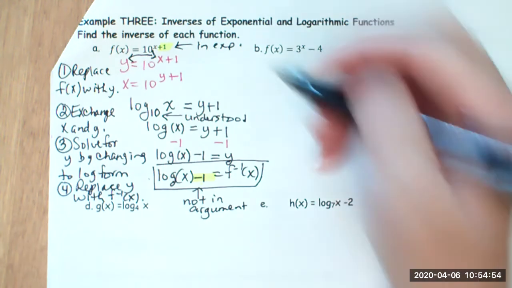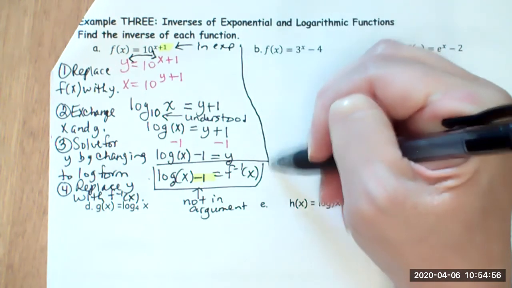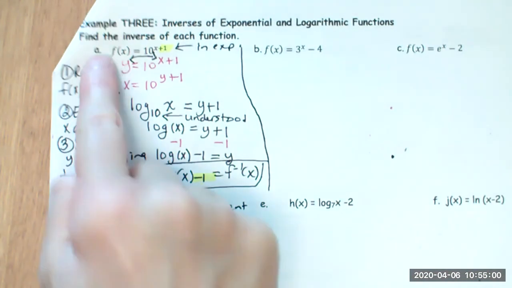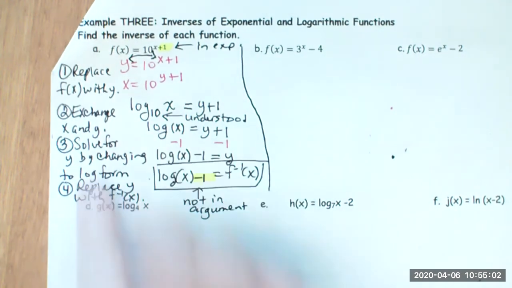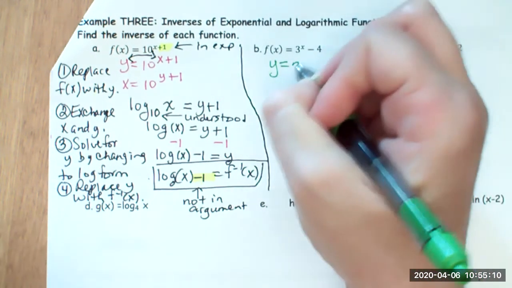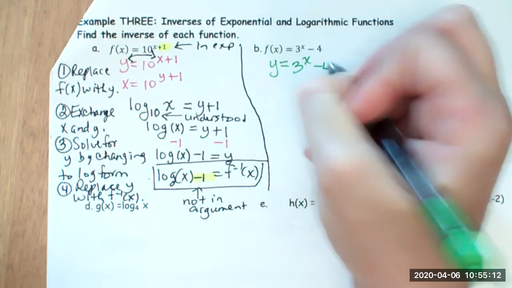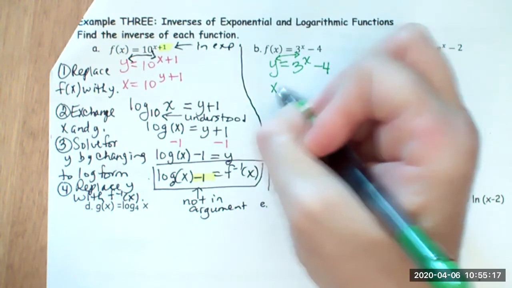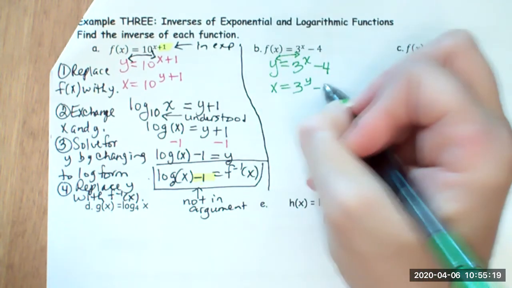All right, let's look at part B. I'm just going to draw this line so we can keep everything separate. Keep in mind that we're going to use the same steps again. I'm not going to rewrite those steps. We're just going to go through the process. So here we will replace f of x with y. So we've got y equals 3 to the x minus 4. We'll exchange x and y. So we'll have x equals 3 to the y minus 4.